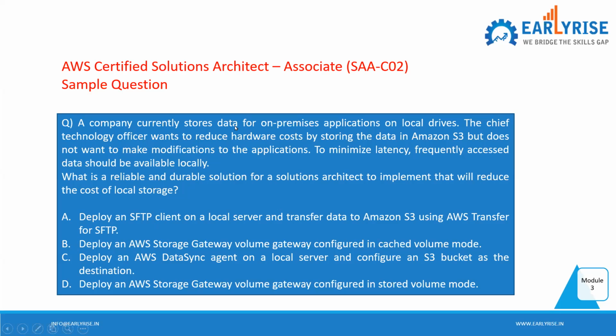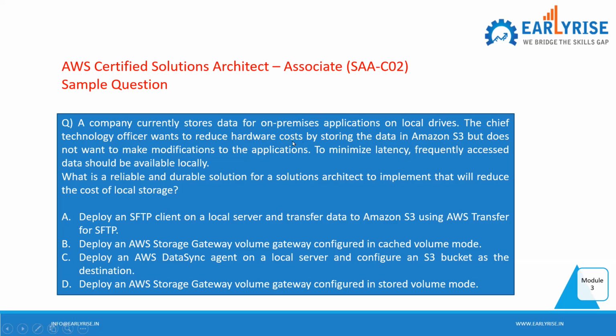A company currently stores data for on-premises applications on local drives. Up to this, Natras, clear? So currently you have your own data center and you are just storing on local hard disks. Your application is simply storing data there in your data center. The chief technology officer wants to reduce hardware cost by storing the data in S3. So he wants to reduce the hardware cost.